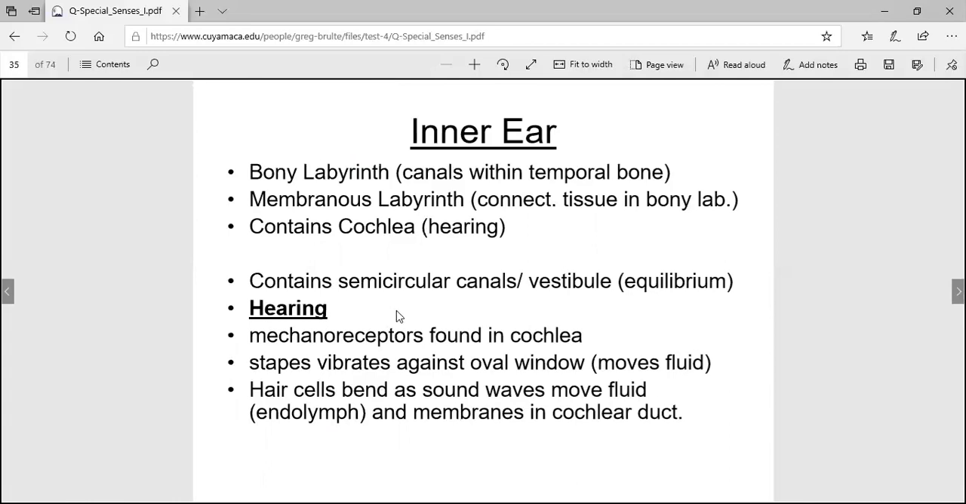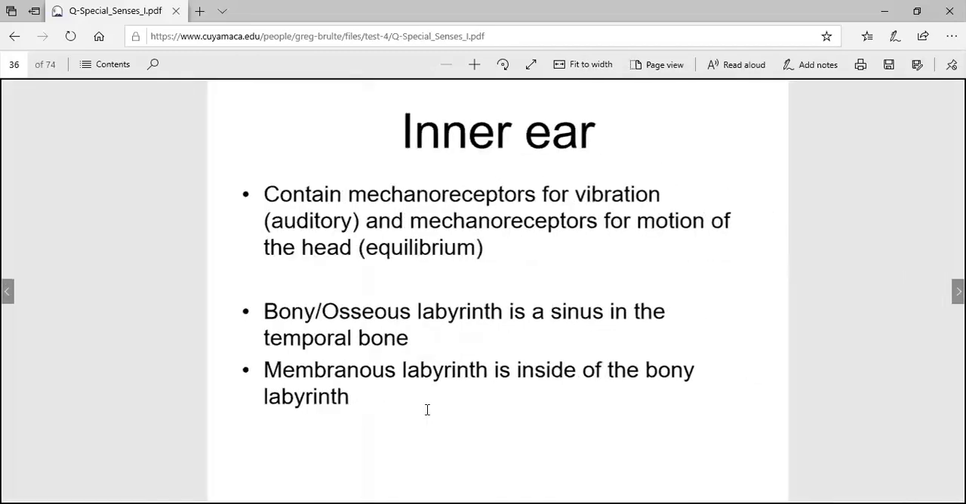Let's see, the semicircular canals, that's for equilibrium, and the vestibule is too. And then the cochlea is for hearing. So remember the vestibulocochlear nerve, the vestibule is basically for your balance, and the cochlea is for your hearing. Okay, so there are mechanoreceptors found in the cochlea. The stapes vibrates against the oval window and it moves the fluid. Hair cells bend as the sound waves move the fluid, which is endolymph. This will make more sense in a minute.